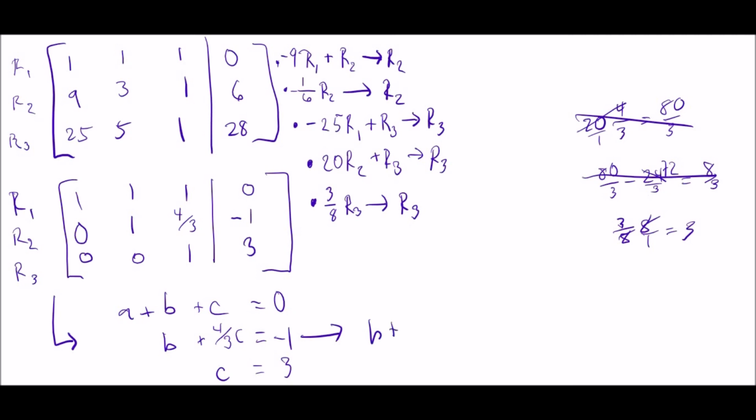Then b plus 4/3 times 3 equals negative 1. Those cancel. I'll get 4. Then if I subtract 4 from both sides, I'm going to get b is equal to negative 5. Say what? That is correct.